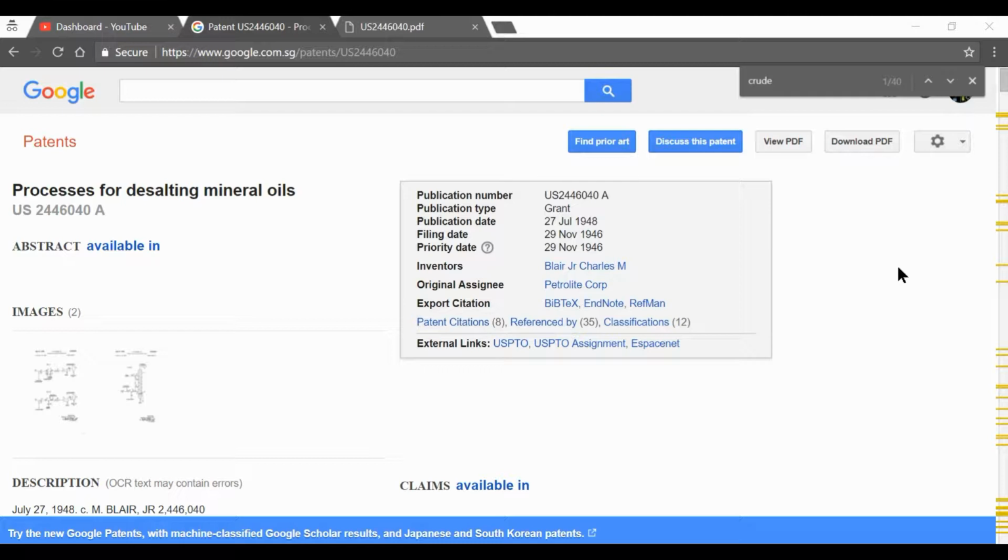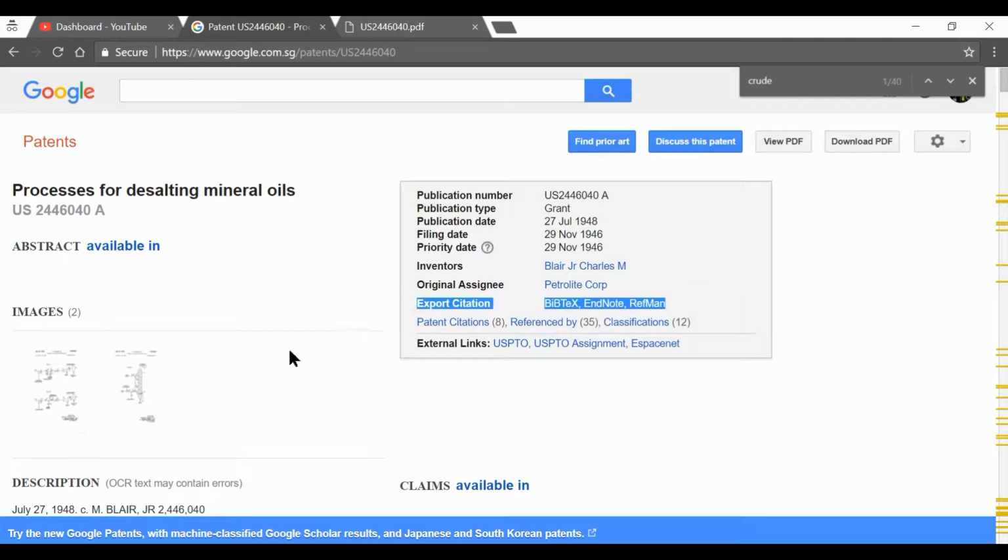Today we are going to explore real-life designs of crude oil desalters. For that, we are just going to look at examples of old patents, and this patent is 244-60-48. This patent was published in July 1948. It was filed in November 1946, and the inventor is Mr. Blair Jr., it looks like. The assignee is Petroleum Corp.